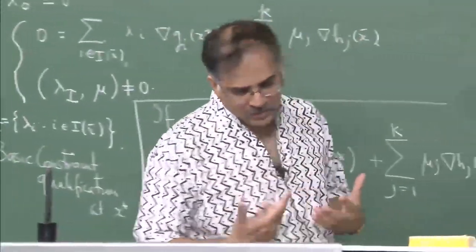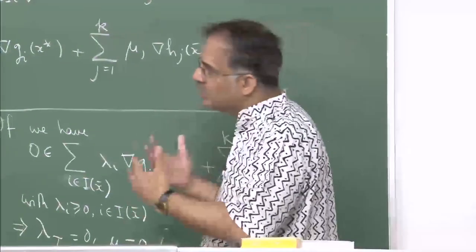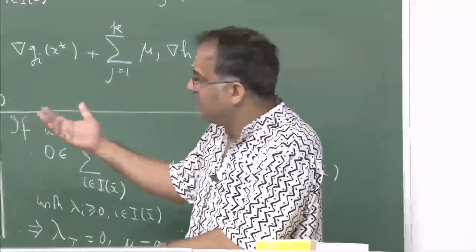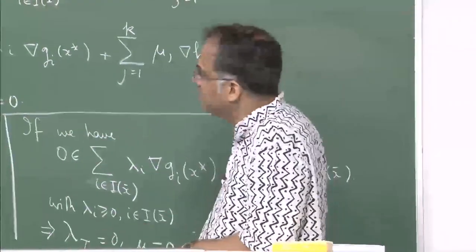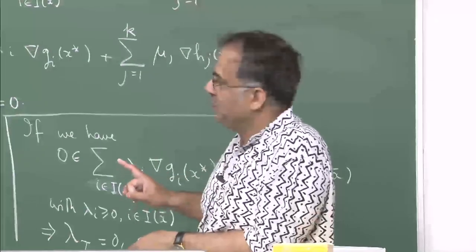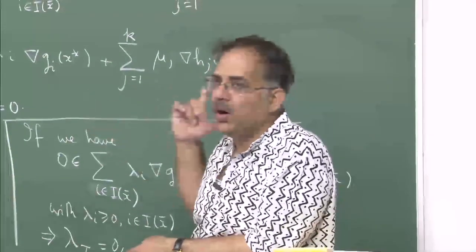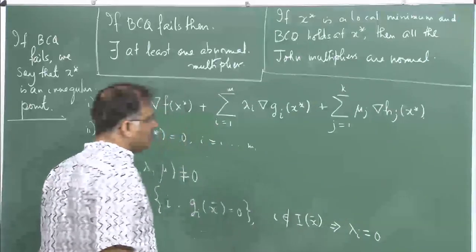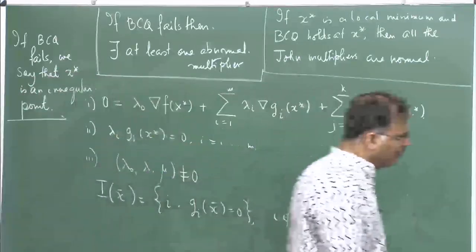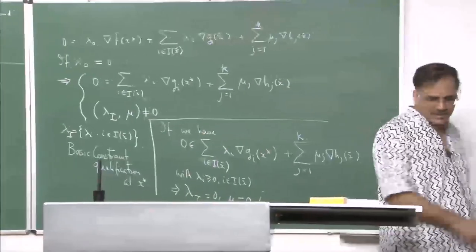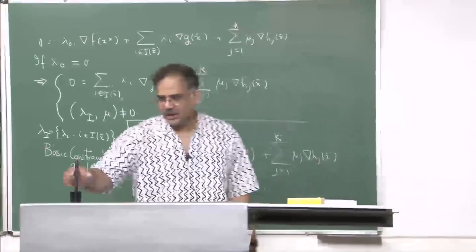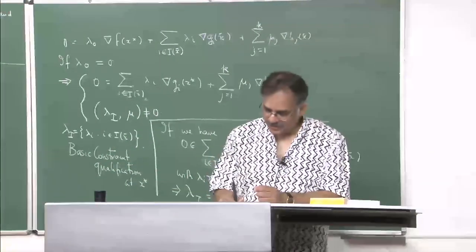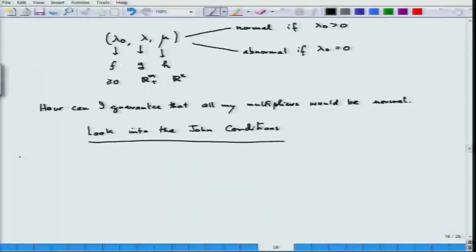And that is a piece of interesting research, because all the so called constant qualifications which are weaker than BCQ, like Abadie, Guignard, which we will not discuss in this course, can only guarantee that there would exist one normal multiplier, but they cannot guarantee that all the multipliers are normal. The weakest possible constant qualification which will guarantee that all the multipliers are normal is the basic constant qualification. The basic constant qualification also has an alternative form obtained in 1967 by Mangasarian and Fromovitz. That is why this is also known as the Mangasarian Fromovitz constant qualification, an alternative equivalent form of BCQ.